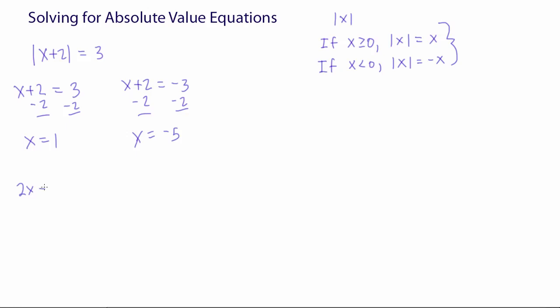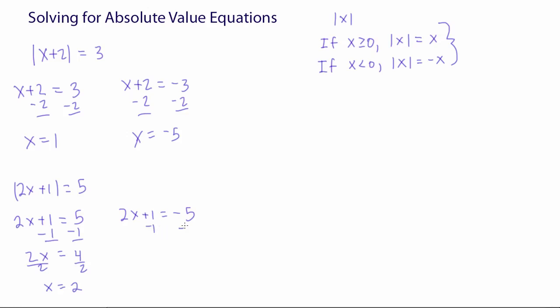|2x + 1| = 5. Okay, so rewrite it out. 2x + 1 equals 5. That's our positive equation. And then 2x + 1 equals negative 5. That's going to be our negative equation. And then we subtract 1 on both sides. 2x equals 4. Divide by 2, x equals 2.